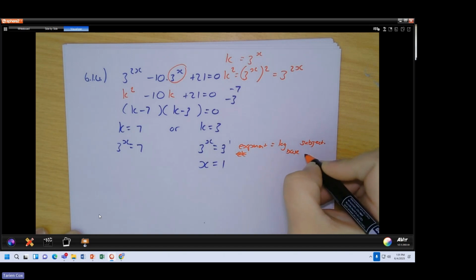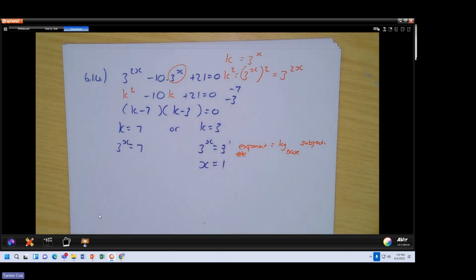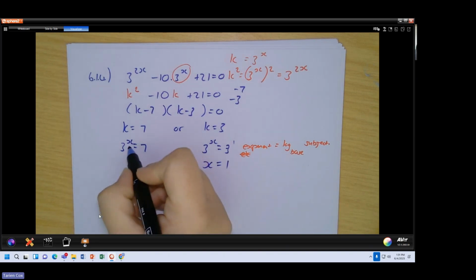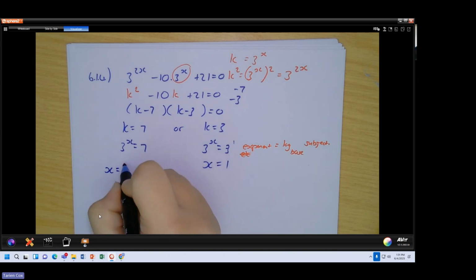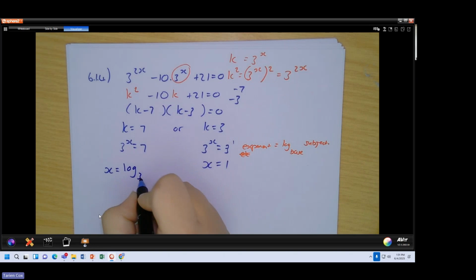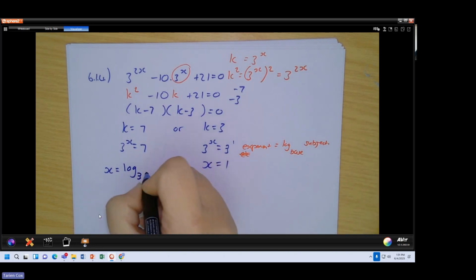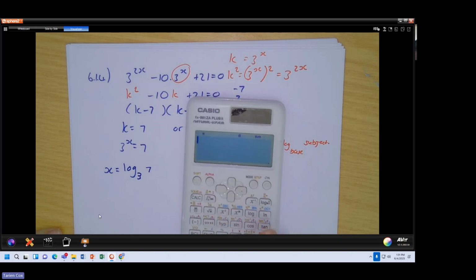So if I follow this process, then what was my exponent in this case? My exponent here was x. So I will write x is equal to log, according to that, my base was 3 and my subject was 7. And the moment I now, well, you can't do this out of your head. You have to use a calculator.